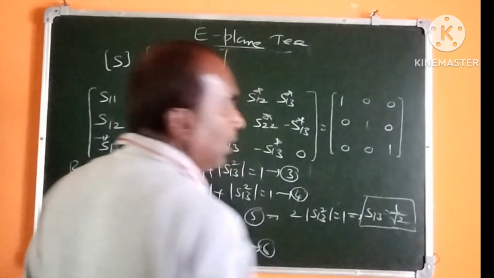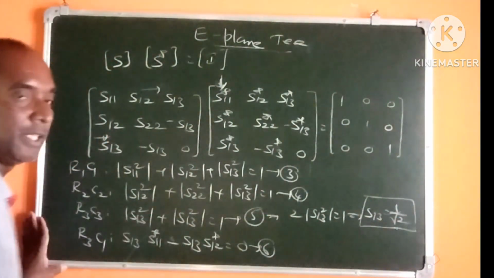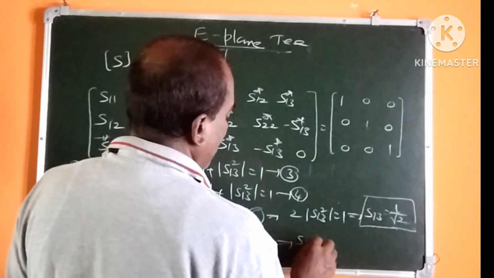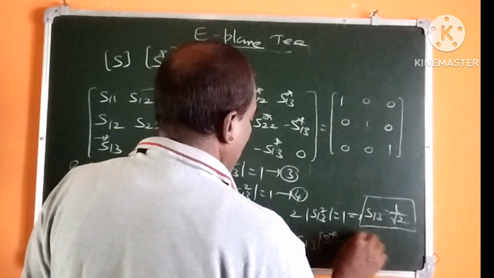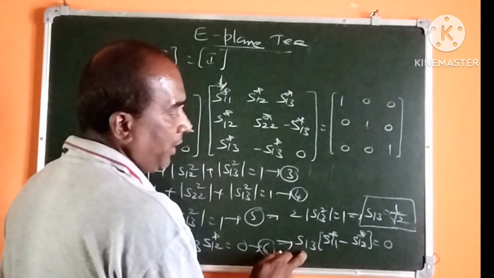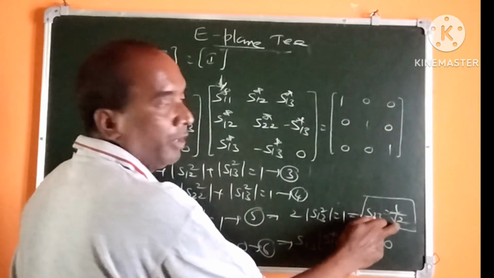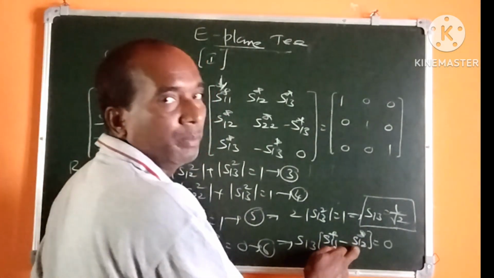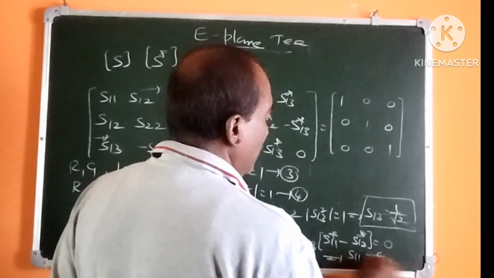So S13 equals 1 by root 2. Now we substitute this S13 in equation 6. By substituting in equation 6, S13 into S11 complex conjugate minus S12 complex conjugate will be equal to 0. That means either S13 is 0 or this term is 0. S13 cannot be 0 because it is already derived as 1 by root 2. Therefore, S11 complex conjugate minus S12 complex conjugate equals 0.